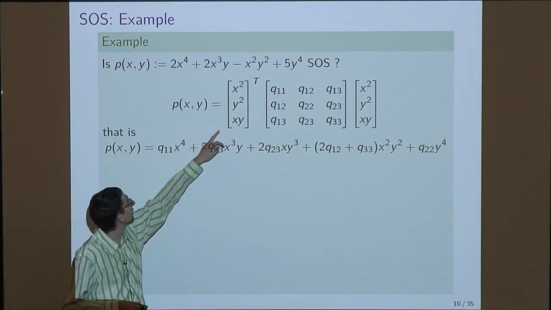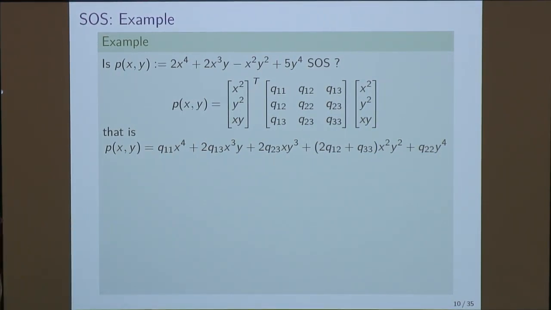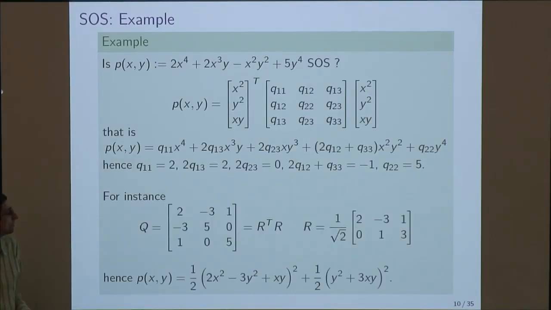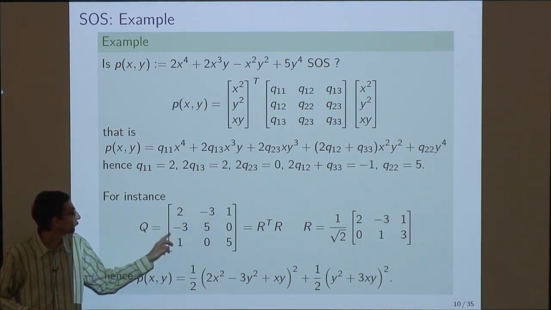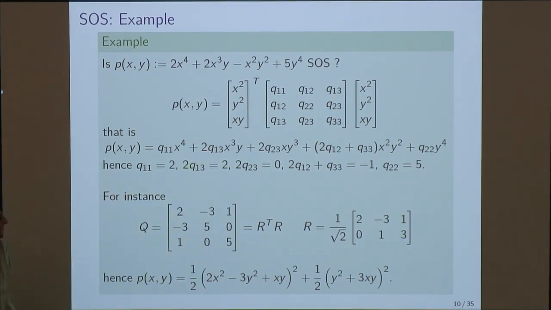If I expand this, I get this. This is the same thing, just I expanded the matrix multiplication. And so we know that Q11 has to be 2 and so on. This is a set of linear equalities. And I want the matrix to be positive semidefinite. I call some SDP solver. And then say I got this answer. This matrix Q is positive semidefinite and satisfies all the constraints.